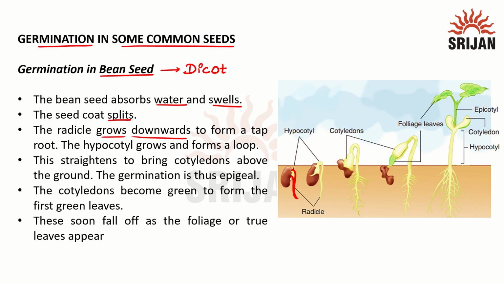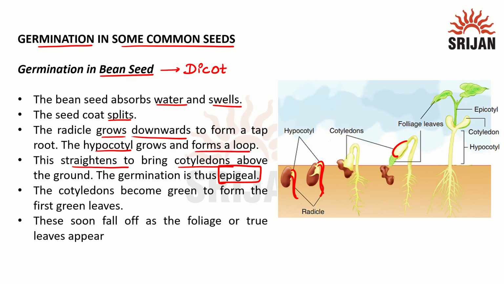Now, the first structure that appears from the seed is the radicle. It grows downwards to form taproot. The hypocotyl grows and forms a loop. So initially this will be a loop and eventually it will become straight and it will bring the cotyledon above the ground, and thus it becomes the epigeal type of germination.